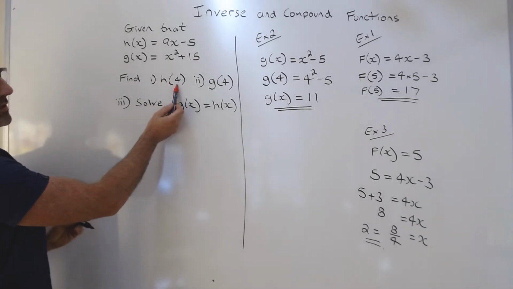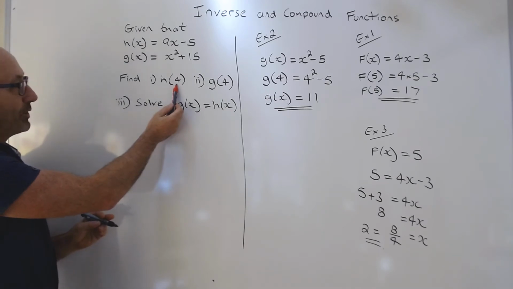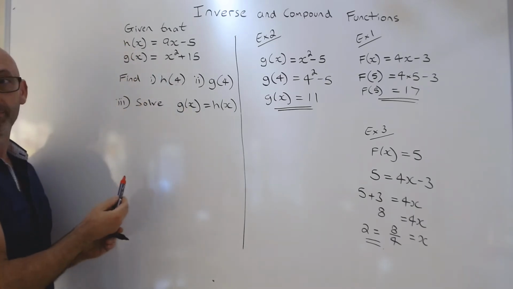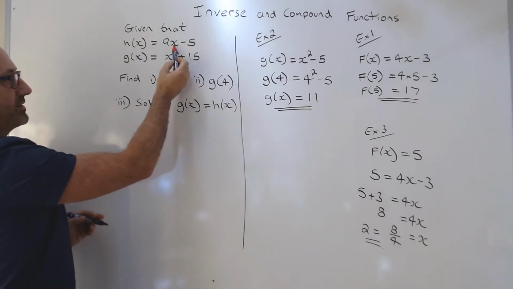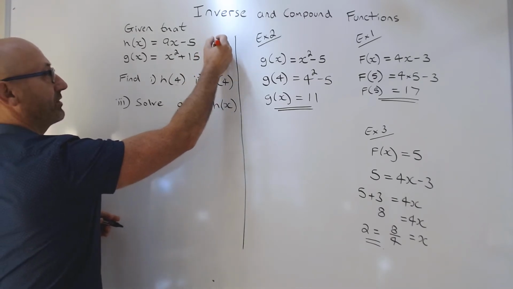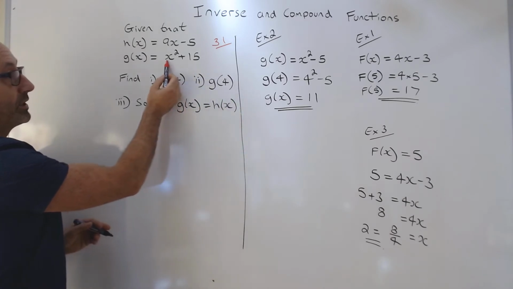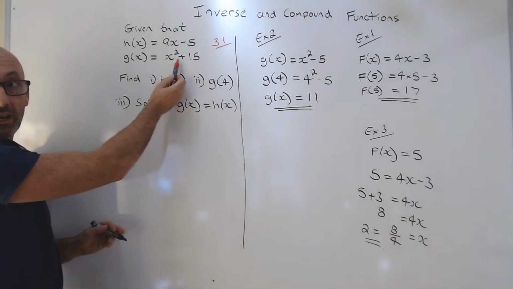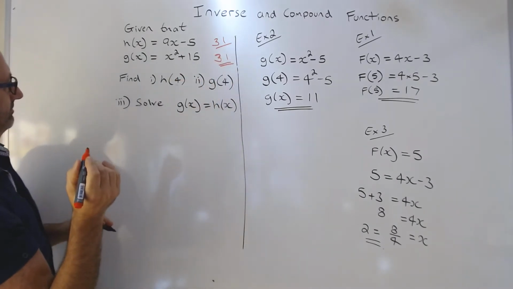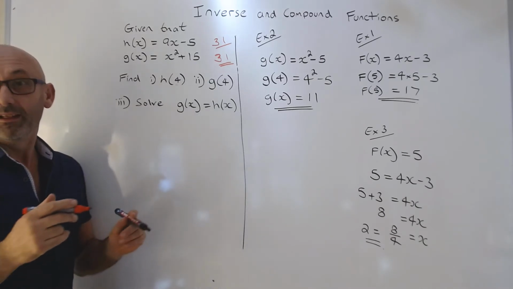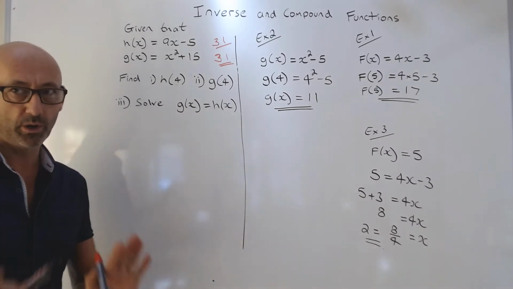Okay. So h(4). So which one are we replacing x with 4 into? That one or that one? The top one. So we're going to go 9 times 4 is 36, take 5 is 31. Then for this one, g(4), we're going to go 4 squared is 16, add 15, 31 again. Okay, ooh, all right. Yeah, and then look at this one here. This is the harder question.